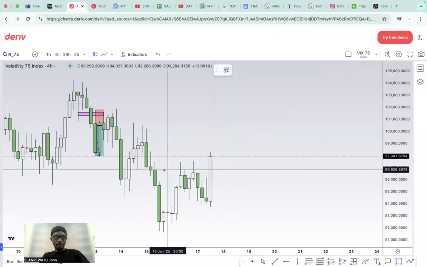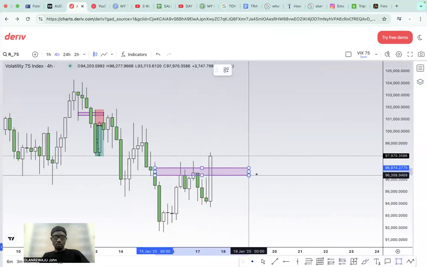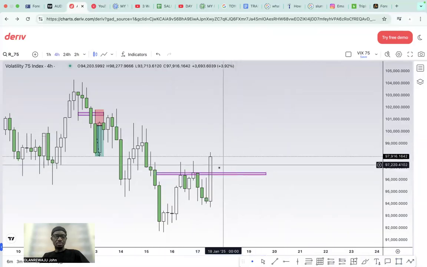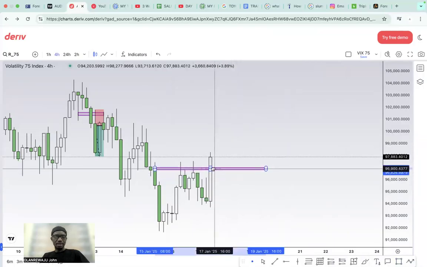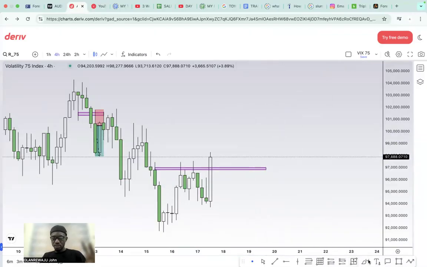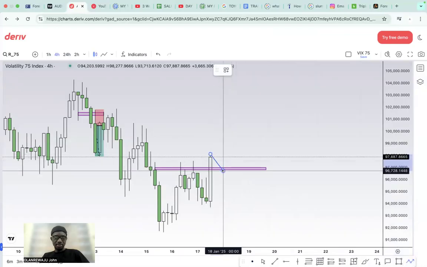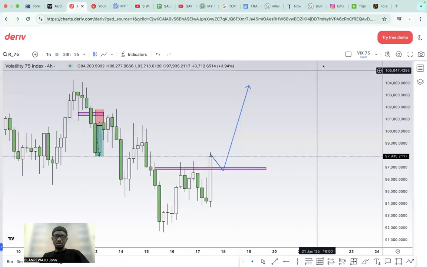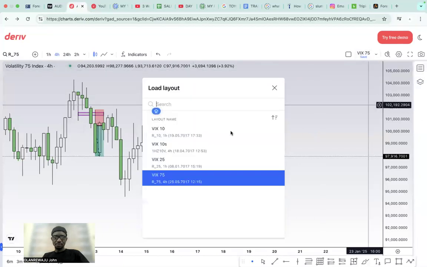So what do I do? I'll mark out that zone, just like I did earlier. But this time around, the zone has been broken to the upside. So what will I be expecting? Remember, it is one of two things. The price will either come here, fact, and continue back up. That's the same thing it did with volatility 10.